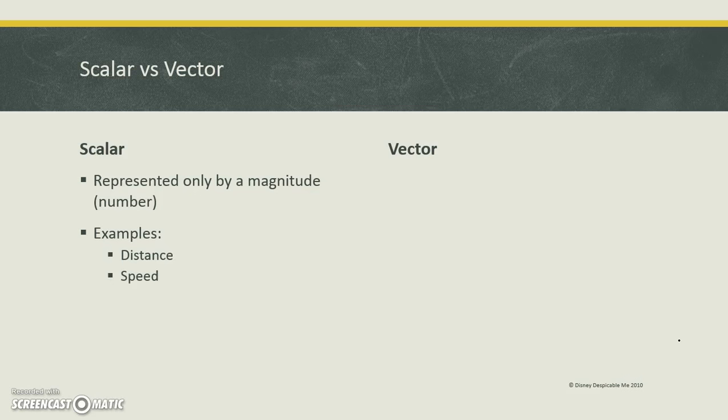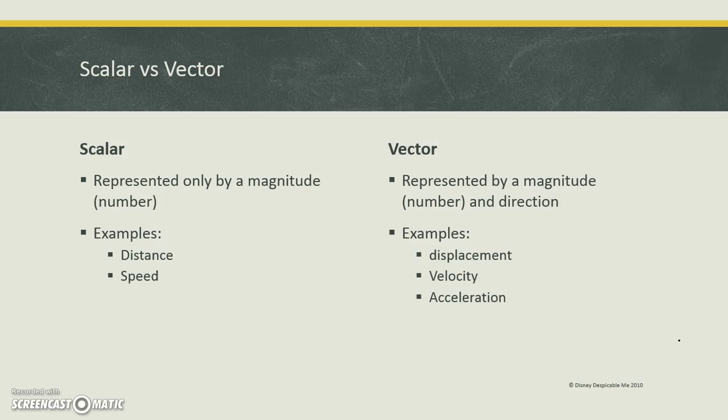Okay, if it's a vector measurement, it's going to be represented by a magnitude, which is a number and a unit, and a direction. Okay, so the difference here is that the vector has direction. Examples of that would be displacement, velocity, and acceleration. We will become familiar with these 3 new vocabulary words very soon. I'm just kind of introducing them right now for you.